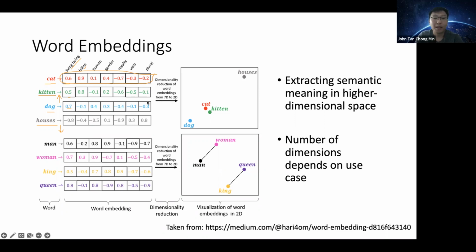But if we were to do some form of dimensionality reduction, what we expect to see is cat and kitten very, very similar, so they are clustered together in the embedding space. Dog is similar to cat, so it's very near as well. And then houses is the furthest away from all of them, so their distance is very, very high as well.